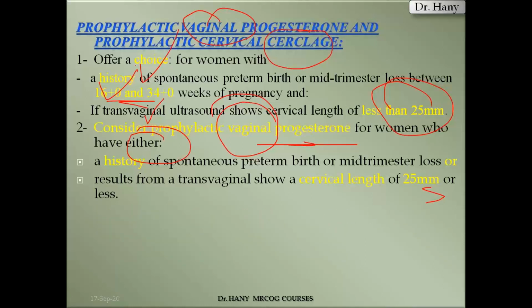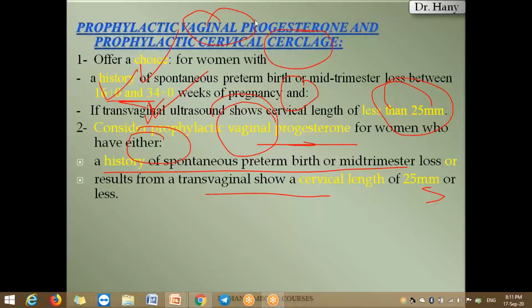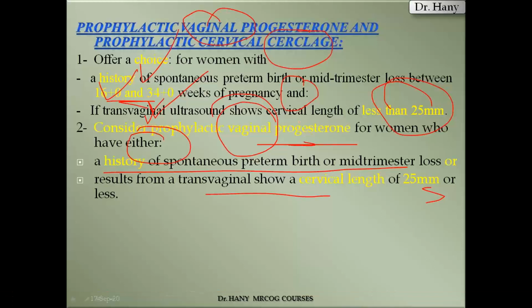So the first scenario: I will offer the woman the choice between cerclage or vaginal progesterone if she has both of these, a history of preterm labor and an accidental ultrasound finding now. If the woman has only one of these, I will offer her only vaginal progesterone. This is the second trick in preterm labor.